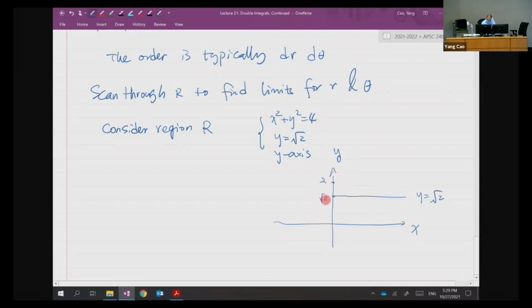This is, let's say, root 2. You sketch the circle, and obviously the circle will look like this. If you keep going, the circle will end up here, and it's also 2. But the circle will intersect this y equal to root 2. So basically, your region R is this little area.